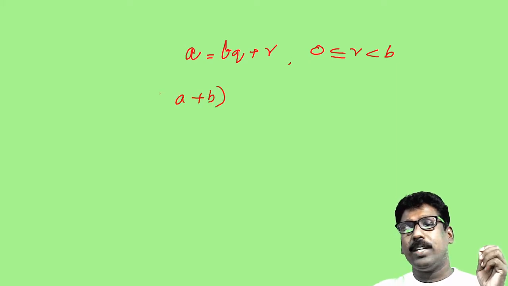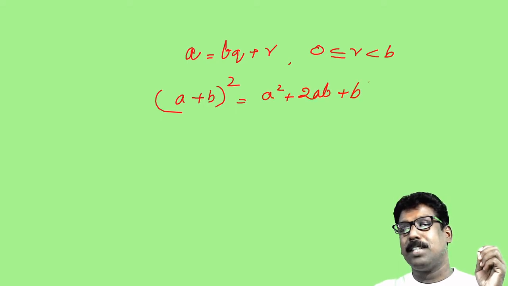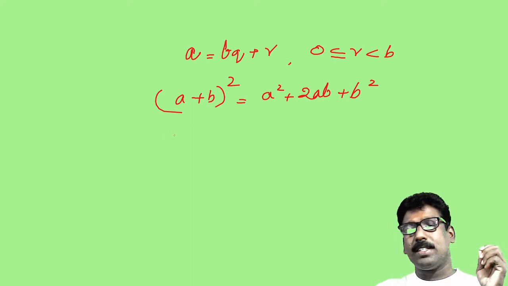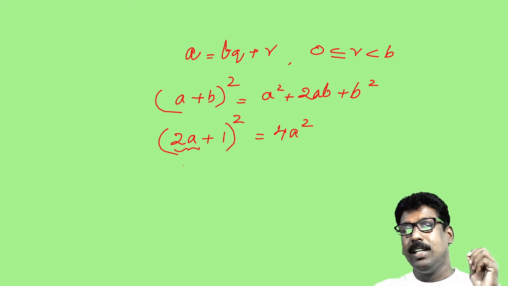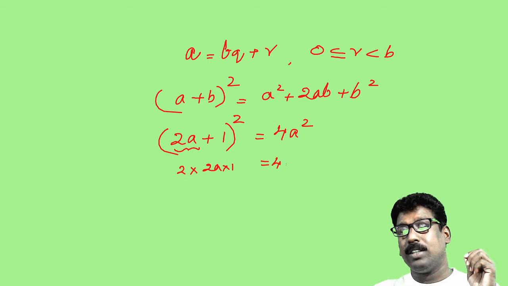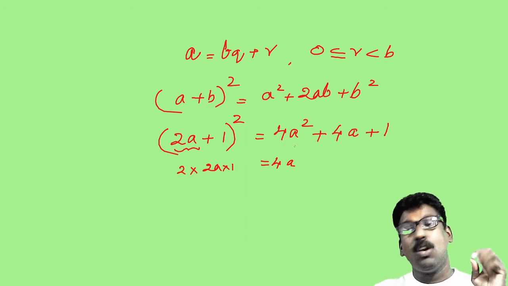What is a plus b whole square? Yes, it is a square plus 2ab plus b square. Now, instead of a plus b, let me write 2a plus 1. What is 2a plus 1 whole square? First, you take the square of 2a, that is 4a square. Then you multiply 2 into first term into second term, that is 2 into 2a into 1, which is 4a. So you can write plus 4a, then square of the last term, 1 square, which is 1. That is, 2a plus 1 the whole square you can write as 4a square plus 4a plus 1.